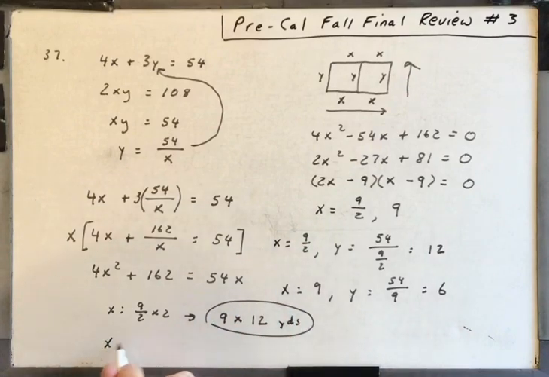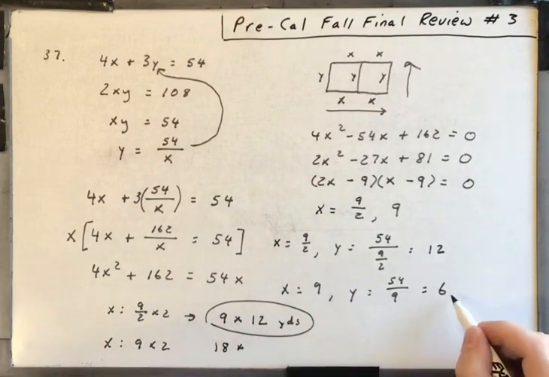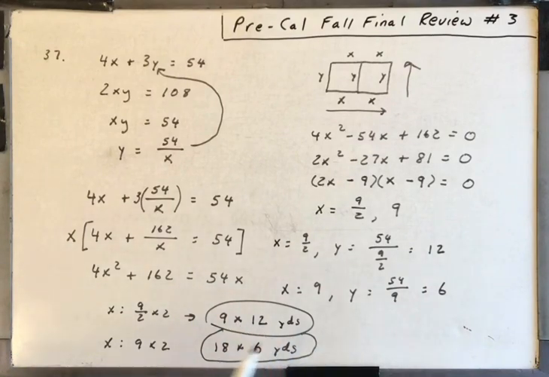And then when x is 9, you would multiply by 2 to get the entire length there. So that's going to be 18 times. And when x is 9, y was 6. So 18 times 6. All right, so those are your 2 options, 18 by 6 and 9 by 12. Okay, so yeah, that's one of the tougher ones. The next one is also.